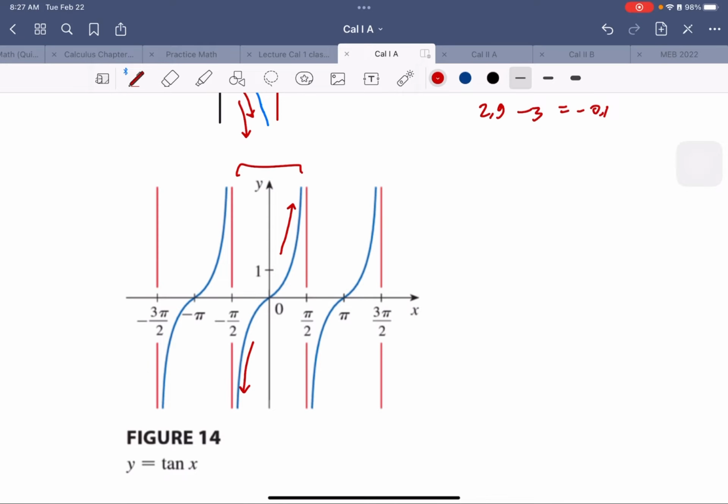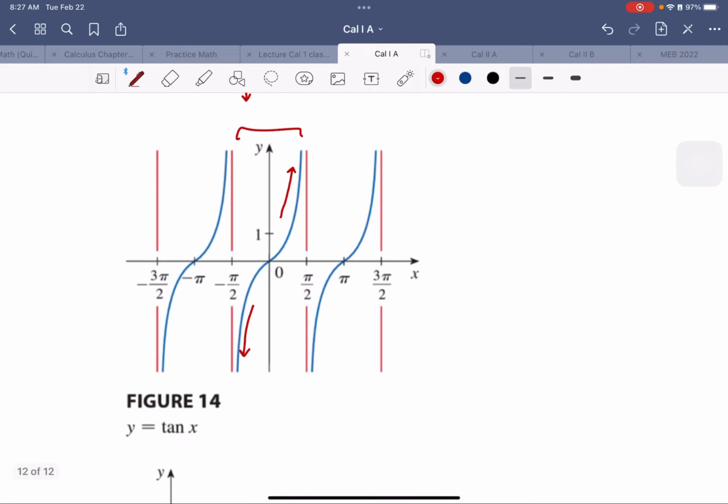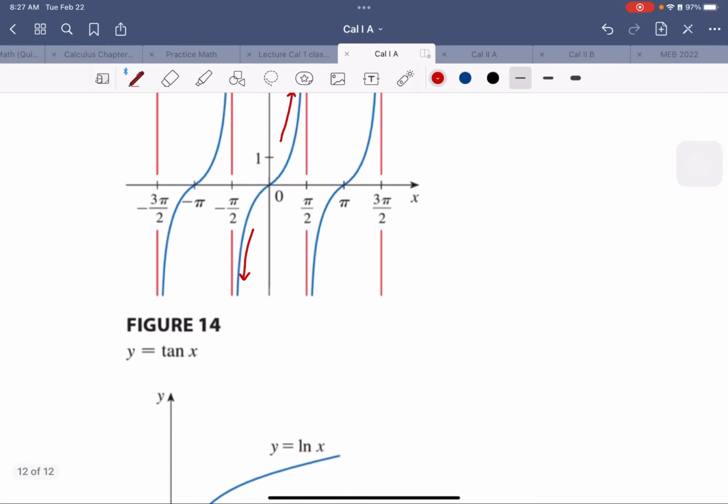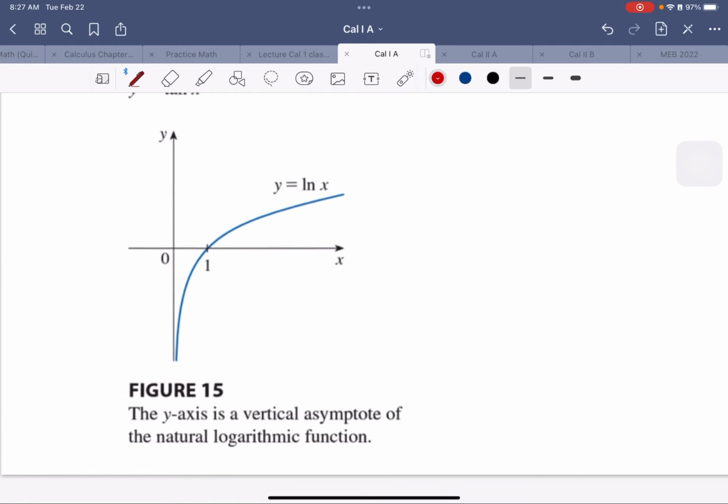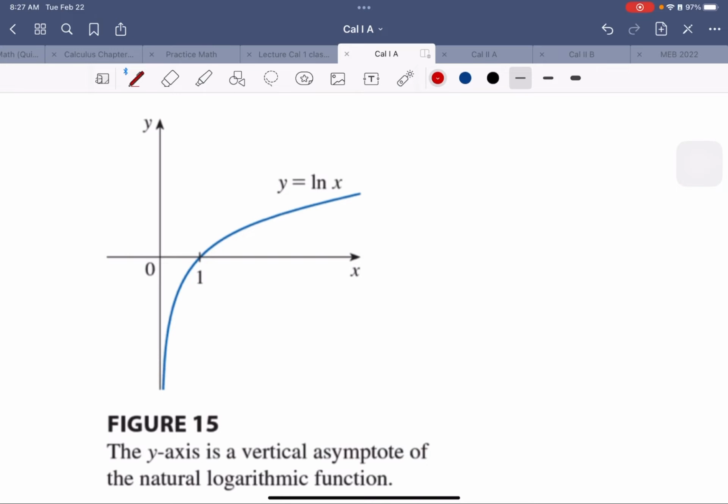And it repeats, the cycle is such that every pi over 2, it will have a vertical asymptote. I think it's quite common. I hope you're still familiar with this. And also the vertical asymptote in ln, in the logarithmic function.